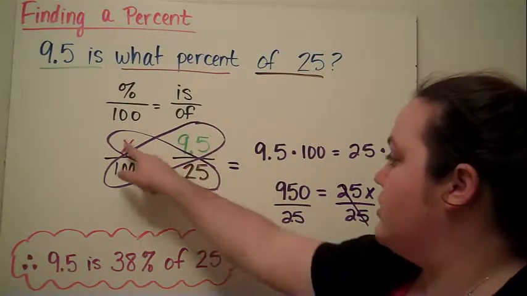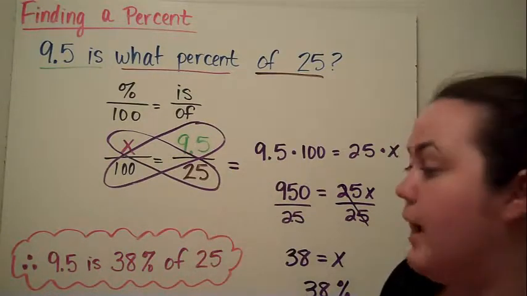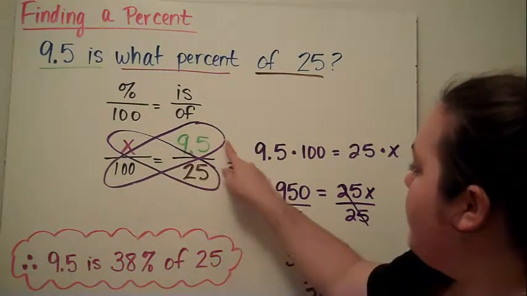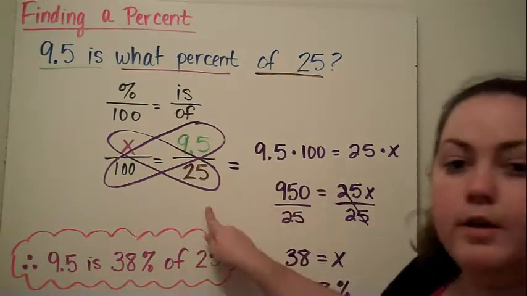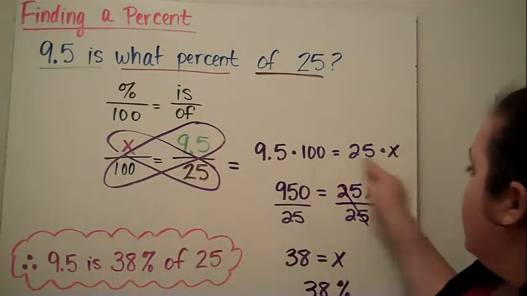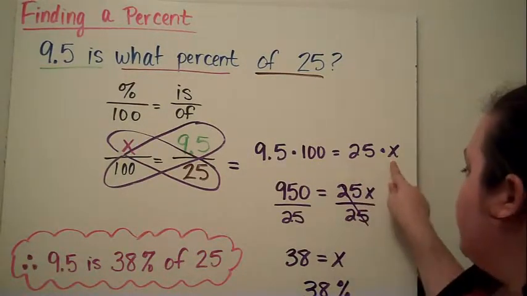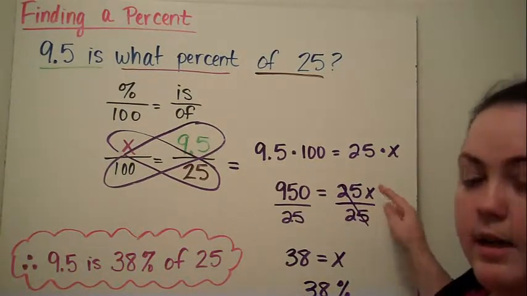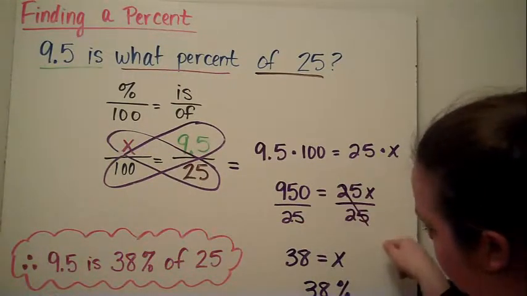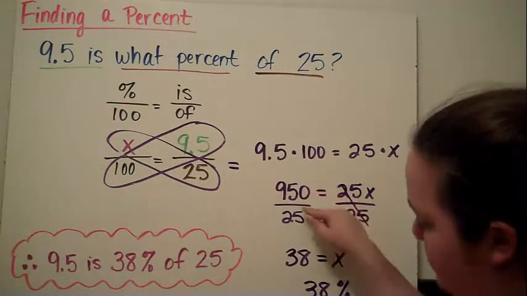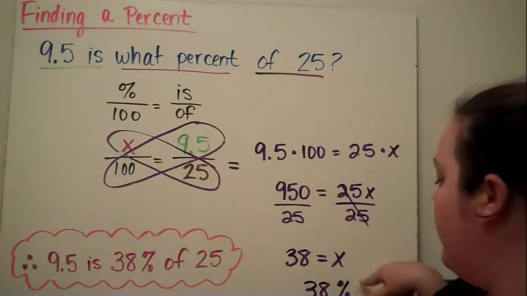Okay, I'm going to cross multiply diagonals, divide by the other. Okay, so if I multiply 9.5 times 100 equals 25 times x. So 9.5 times 100 is 950. 25 times x is 25x. I want to get x by itself, so I can divide by 25. Those cancel out. 950 divided by 25 is 38. So x equals 38. So 38%.